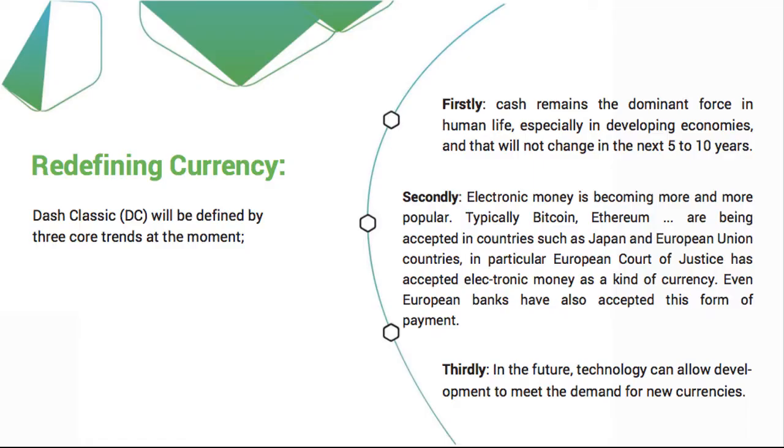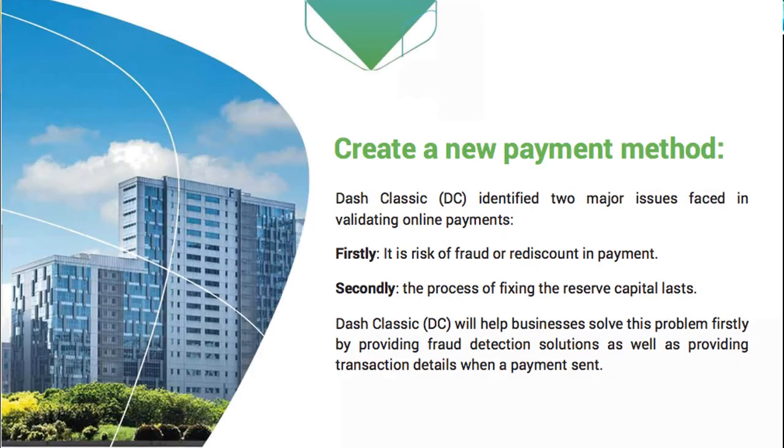Vision. Redefining currency. Dash Classic DC will be defined by three core trends at the moment. Firstly, cash remains a dominant force in human life, especially in developing economies, and that will not change in the next 5 to 10 years. Secondly, electronic money is becoming more and more popular. Typically Bitcoin and Ethereum are being accepted in countries such as Japan and European Union countries. In particular, the European Court of Justice has accepted electronic money as a kind of currency. Even European banks have also accepted this form of payment. Thirdly, in the future, technology can allow development to meet the demand for new currencies. Create a new payment method.